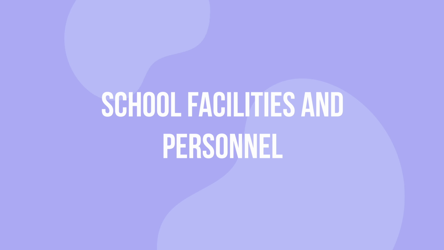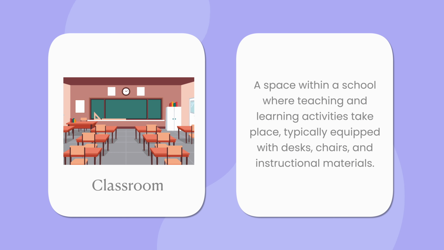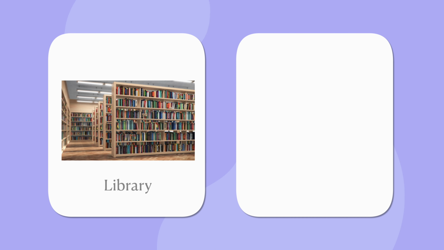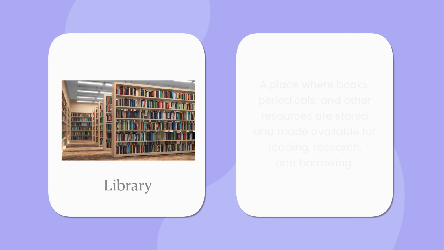School facilities and personnel. Classroom. A space within a school where teaching and learning activities take place, typically equipped with desks, chairs, and instructional materials. Library. A place where books, periodicals, and other resources are stored and made available for reading, research, and borrowing.